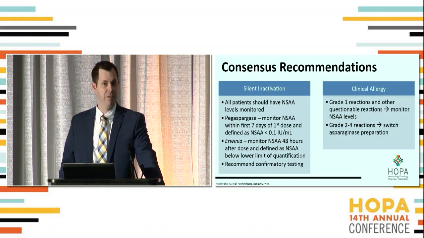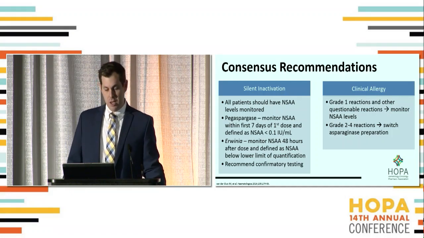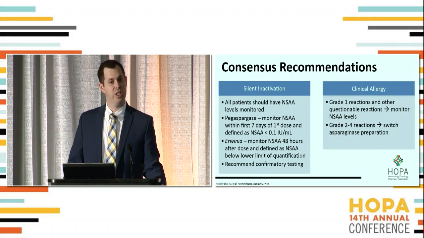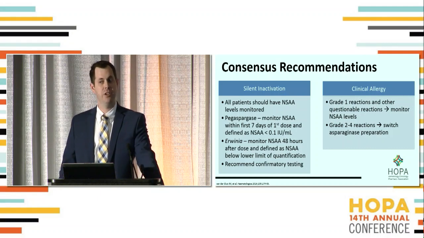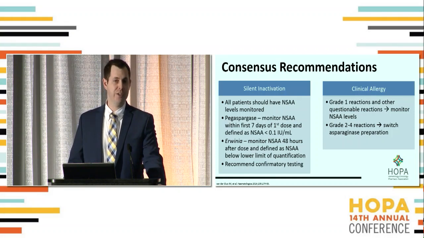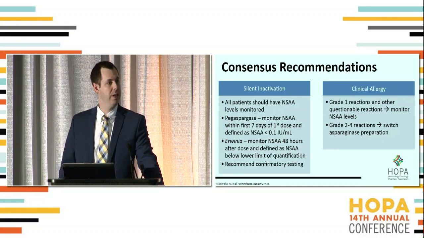And they recommended confirmatory testing in all of these instances because this does have such a prognostic impact on our patients. In regards to clinical allergies, with grade 1 reactions and other questionable reactions, they recommended monitoring asparaginase activity level just to make sure your patients don't have true allergies, so they're not developing those antibodies to the drug and negating the therapeutic benefits of that drug. If you have grade 2 to 4 reactions, it doesn't really matter because all the recommendations suggest that you should switch your patient to Erwinia asparaginase.